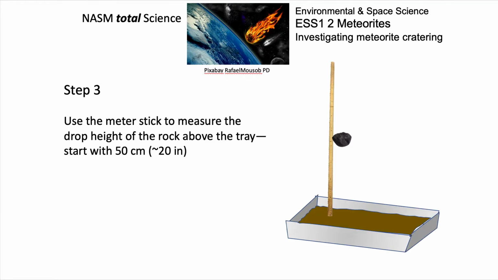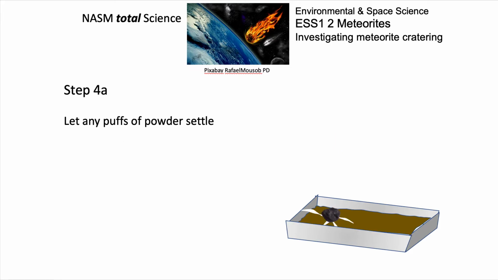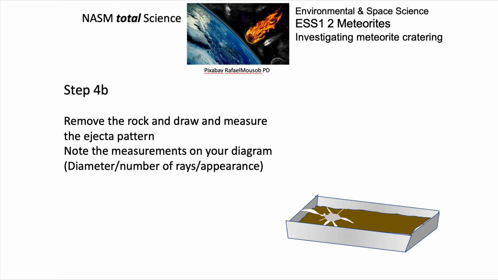So you're going to measure the height of your drop with a meter stick, and I suggest that you start with 50 centimetres, about 20 inches above, and remove the meter stick and then drop the rock onto the flour with the cocoa surface. Let any dust settle, and then you're going to remove the rock, but draw and measure the ejecta pattern and the rays, and on the diagram note the measurements, the diameter, the number of rays, anything else about its appearance.